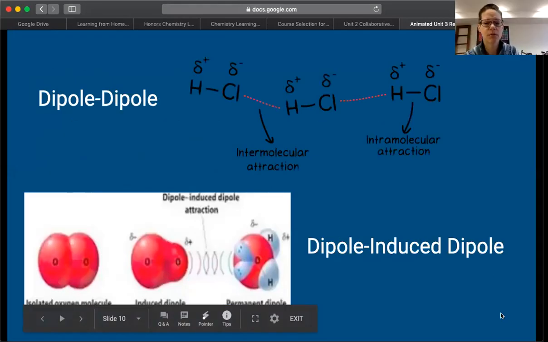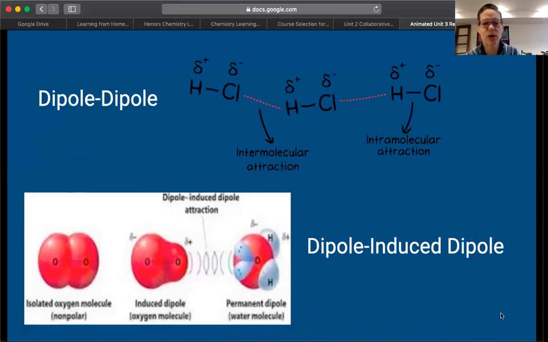Okay. So just like what I drew, those partial positives and partial negatives are what you're actually getting in terms of those actual forces. Like I said, the induced dipole, we don't really talk about too much. So we're just going to stick with talking about straight between polar molecules.